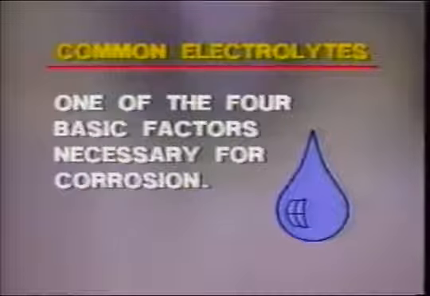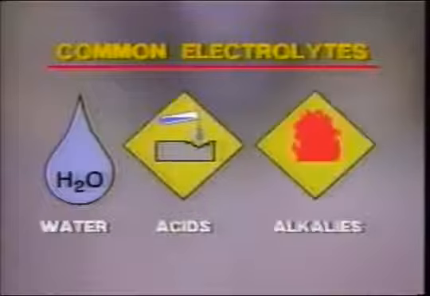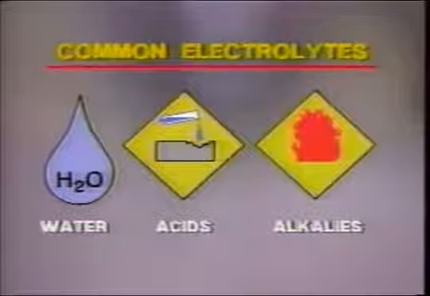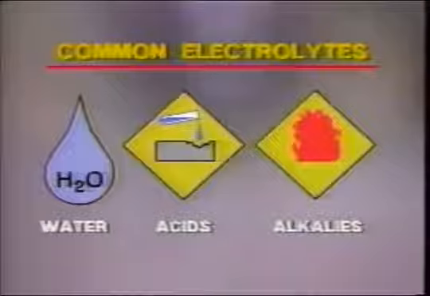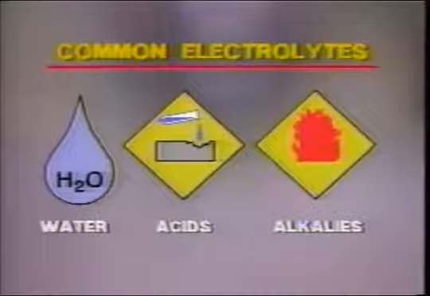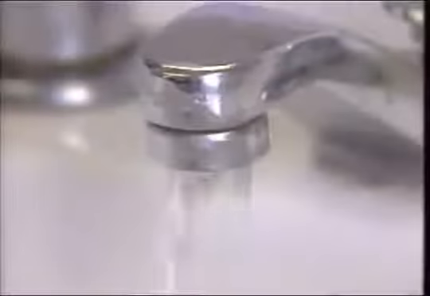Electrolytes are one of the four basic factors which cause metals to corrode. Any moisture from condensation, humidity, rain, or even coffee would function as the electrolyte. The most common electrolytes are water, acids, and alkalis. Water is by far the most common electrolyte. Its corrosive effects, however, depend on the chemicals in the water.